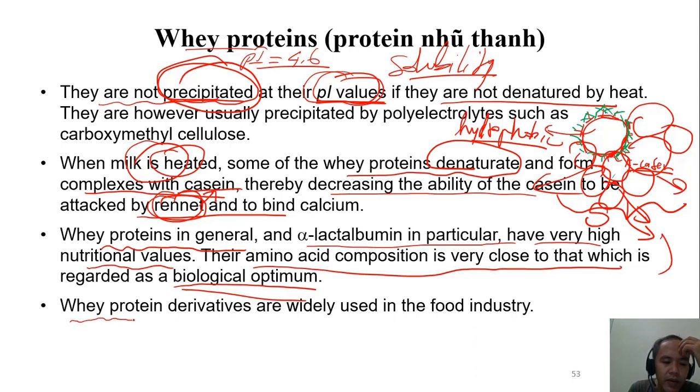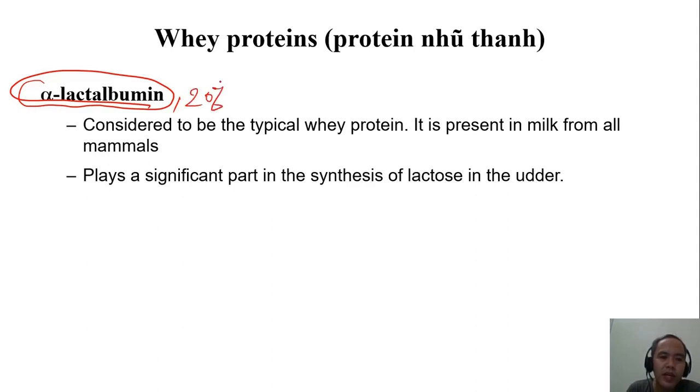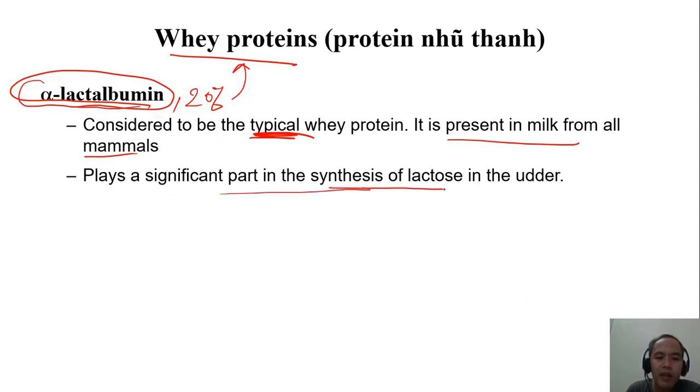Okay. So in the dairy industry, whey protein derivatives are widely used as an ingredient in making other food products. Okay, so we just look at some candidates of whey protein. The first one, alpha-lactalbumin. This is a typical milk protein. This is not from the blood. And this occupies 20% of the total whey proteins. It is present in milk from all mammals. This one has high nutritional value that we already said. This also plays an important role in the synthesis of lactose in the mammary gland. Lactose is also a typical milk component as well.